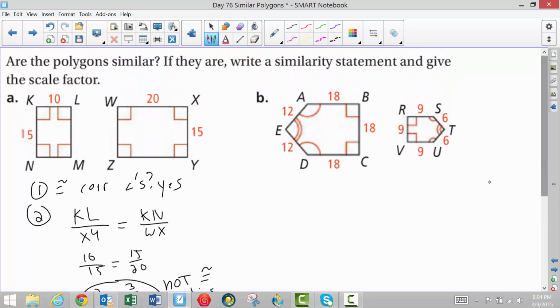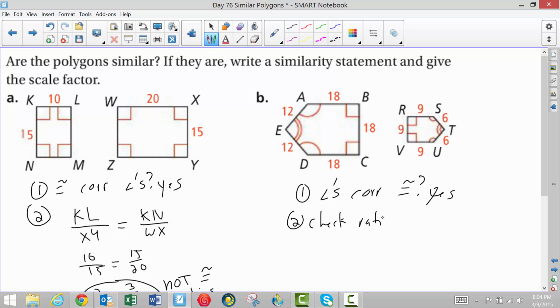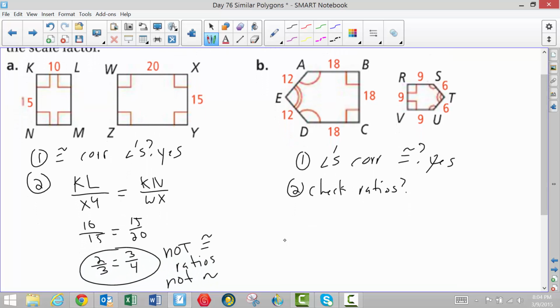So let's try this one. The letter B. Step 1, we have angles corresponding congruent. It is yes, all my angles. I have B with R, C with V, D with U, A with S, E with T. Yep, so now I need to check my ratios. So my ratios that I need to check.